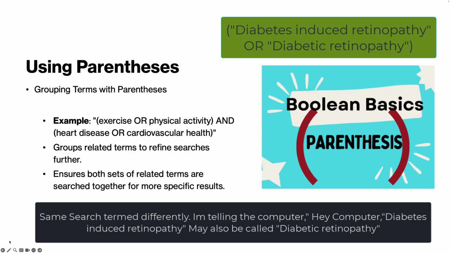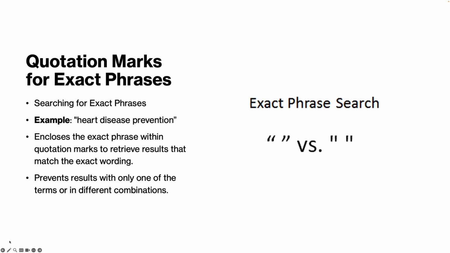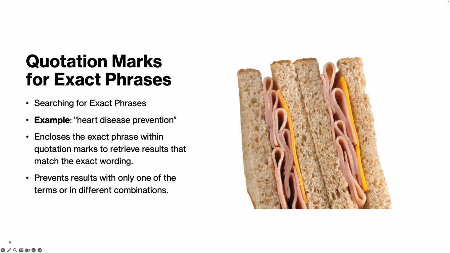So let me give you an analogy. If we are using quotation marks, it's like saying, I want a turkey sandwich and cheese. The sandwich maker has to give you that exact combination, nothing more, nothing less. You go to Subway, you say I want a turkey and cheese sandwich. That's what they're going to give you because you put quotation marks around it and it's giving you a very specific result. I'm sorry, not parentheses, quotation marks.